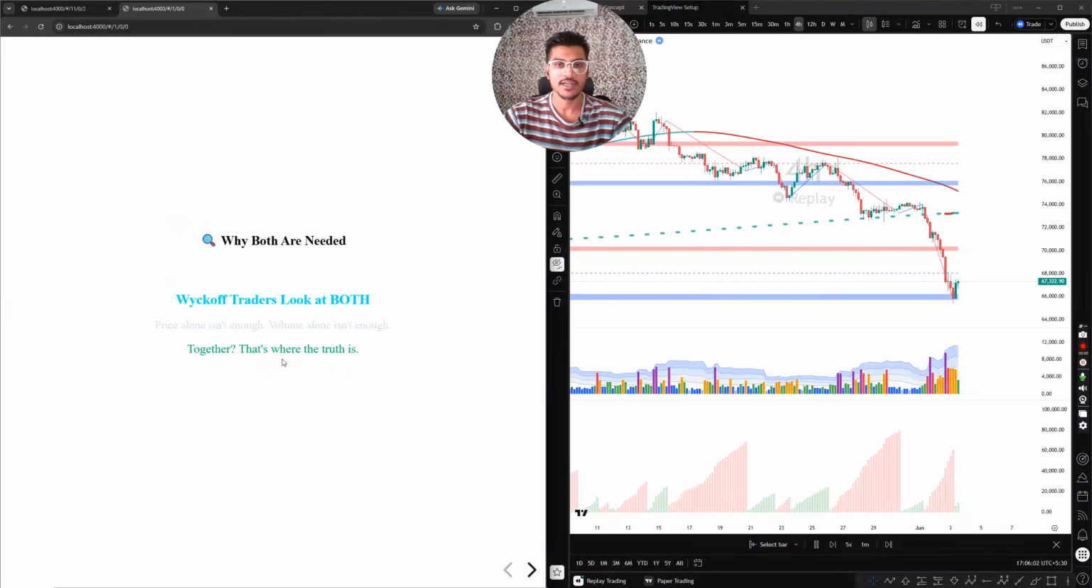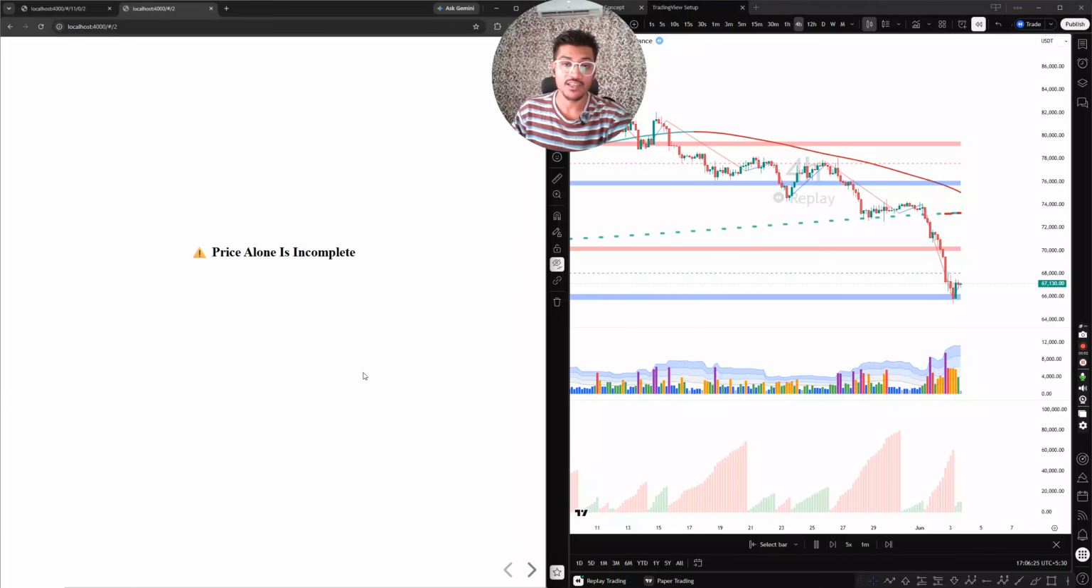So why are both needed? You might be asking, why do I need volume along with price? Well, Wyckoff traders look at both. Price alone isn't enough, and volume alone isn't enough either. Together, that's where the truth is. Price alone is incomplete, and actually, let me prove it to you.